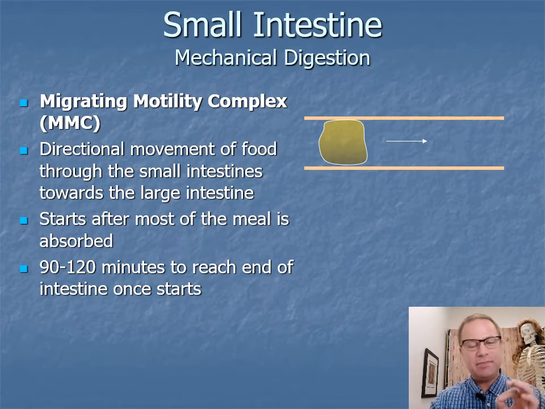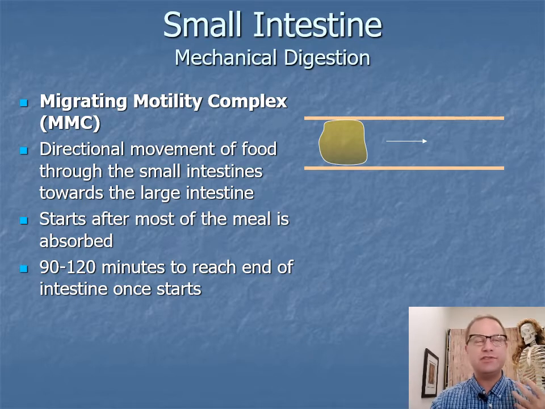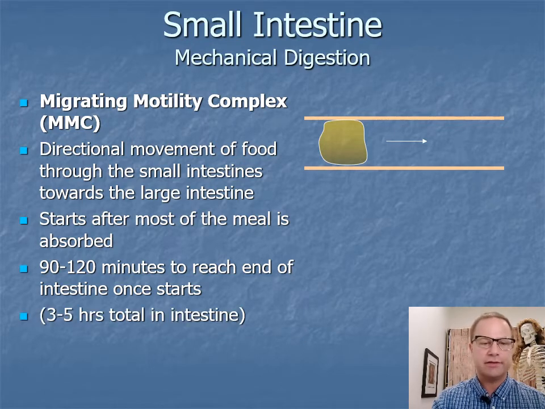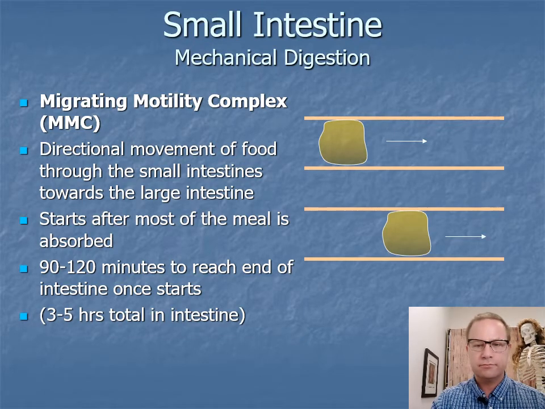However, it does depend on the type of food. As we saw earlier, some foods like carbohydrates are digested very quickly and move through the digestive tract very quickly, whereas fats and complex proteins take a lot longer to move through the GI tract. So here you can see this migrating motility complex as it's pushing food towards the large intestine at the end of our ileocecal valve.